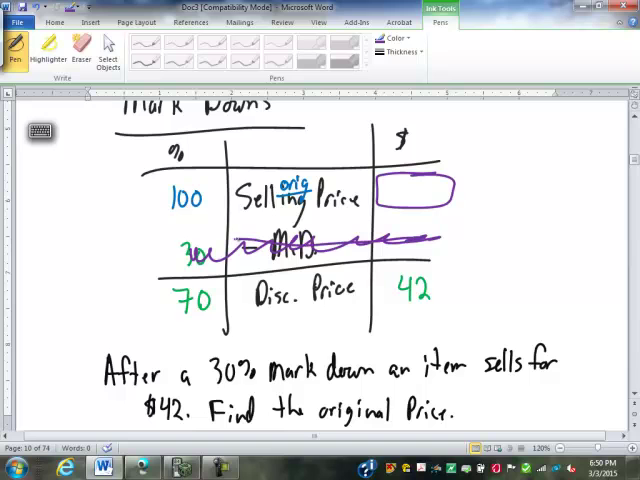At this point, does everybody see why we cross off the row that we cross off? It's missing a number, and it's not the one we're looking for anyway. So then it's 100 times 42 divided by 70 gives us 60. So that is $60 was the original selling price. That is just simply a percent decrease like we did back in week 3. I'm not going to spend much time doing examples of that. What we're going to spend some time on is doing multiple markups or markdowns.